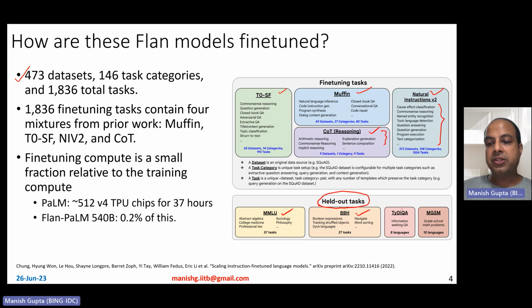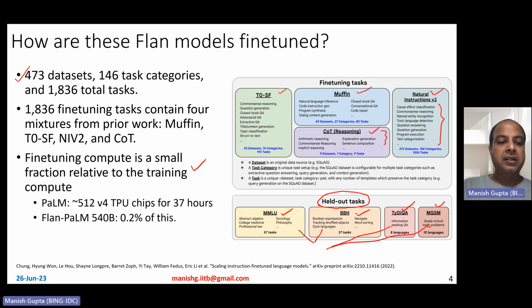Okay. Now, they specifically held out 4 different tasks for evaluation: MMLU, BBH, TyDiQA, and MGSM. We'll discuss more about these 4 later, but as you can see, they are also pretty diverse in nature. They include a pretty diverse set of NLP tasks. The interesting part about fine-tuning of the Flan models is that they all use instruction fine-tuning, and instruction fine-tuning typically uses a very small amount of compute. Therefore, fine-tuning compute is a small fraction relative to the training compute. If you compare it with the pre-training compute that is required, instruction fine-tuning typically takes a much lesser amount of compute power.